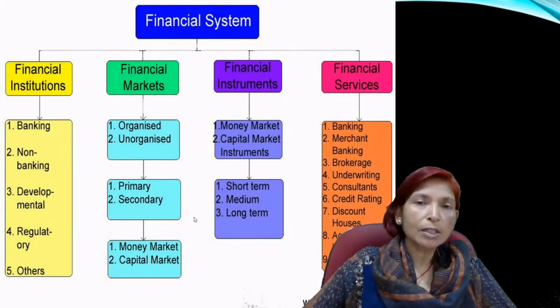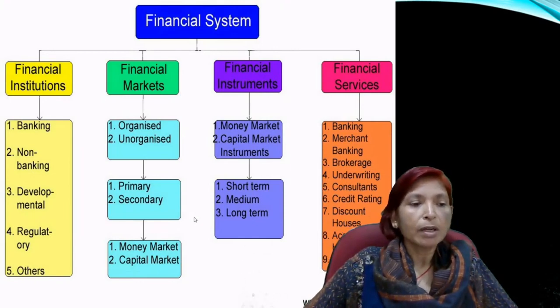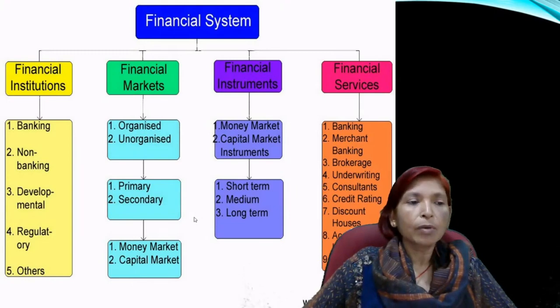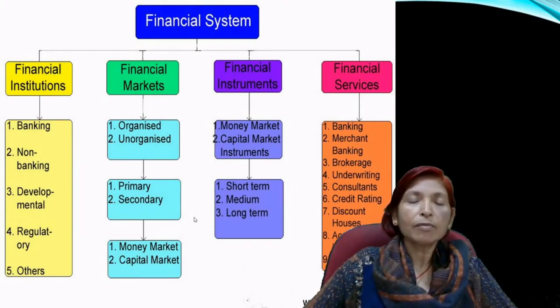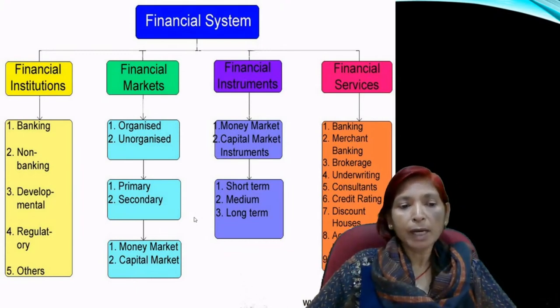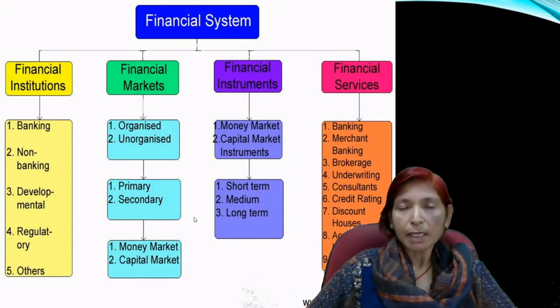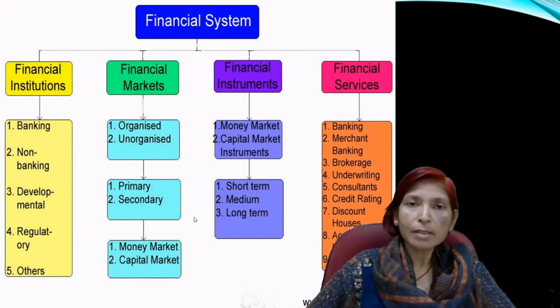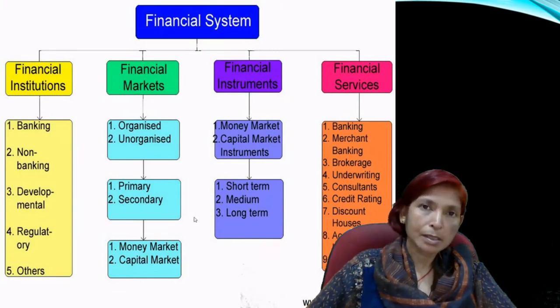So in financial institutions, we include banking, non-banking system, developmental, regulatory, and others. All these are included in financial institutions. And in financial markets, there are different types of financial market. One is organized, the other is unorganized. Means a financial market may be organized, may be unorganized.